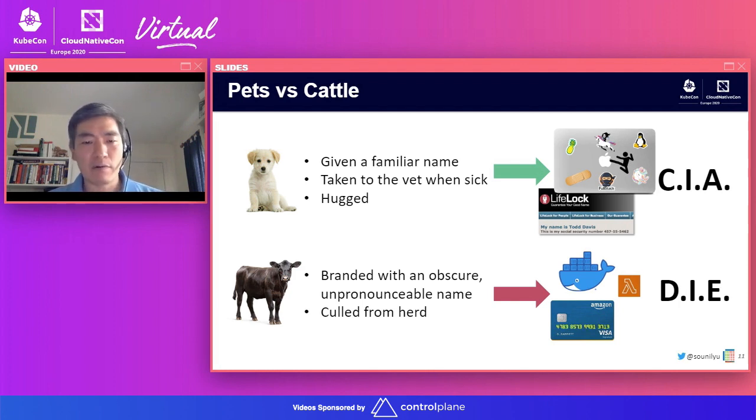Now, you may wonder, how do I know what's a pet and what is cattle? As I tried to answer this question, I found that it was actually pretty helpful to look at data that aligns with the principles of the DIE triad. For example, let's take ephemerality. If the goal is to make things short-lived, then perhaps we can measure how long-lived it is, right? We can measure something like uptime.